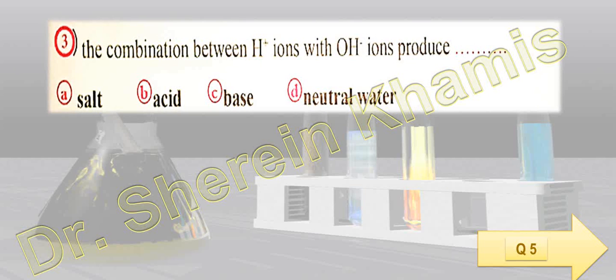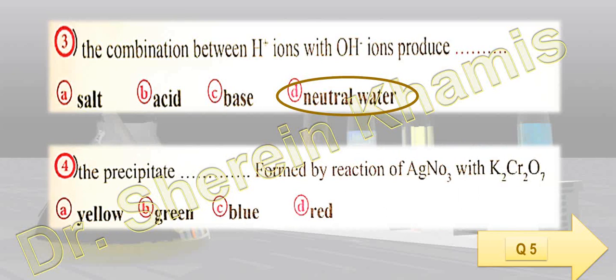Okay, we have here question number 3, which says that the combination between H positive ions and OH negative ions produces what? What is the kind of compound here? It is a reaction between a positive ion and a negative ion, in this case positive hydrogen and negative hydroxide, so they form together what we call neutral water. We have new expressions for chemistry this year. Okay, we have question number 4.